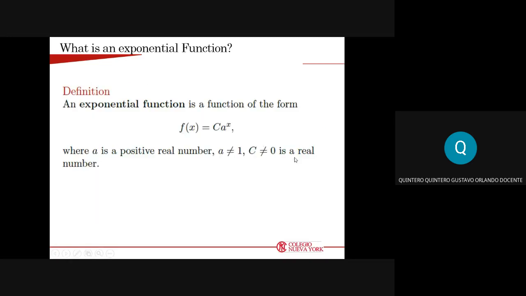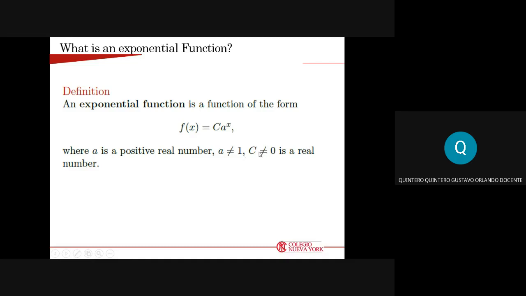So that is the idea behind an exponential function. Take a look at this. This is the definition. An exponential function is a function of the form f of x equals c times a to the x, right? Take a look at this. These two letters, c and a, are numbers. A is a positive real number and c is also a positive real number.